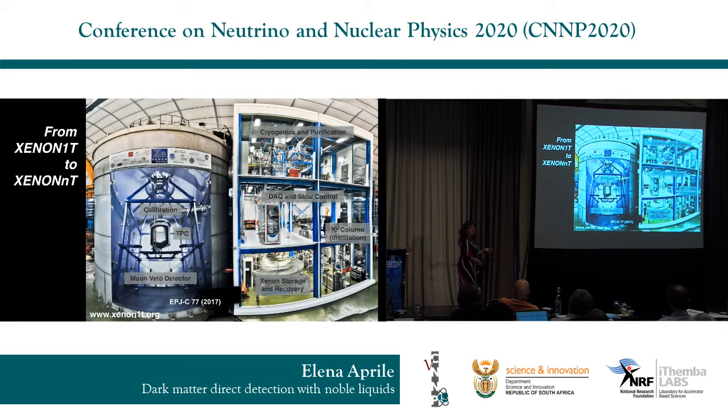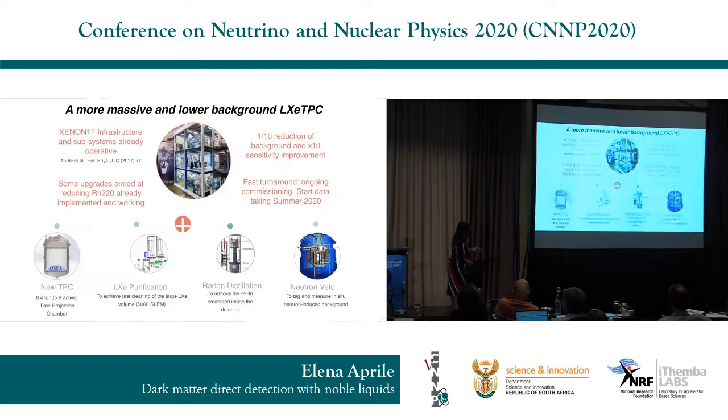Xenon 1 ton, I'm glad you showed this nice picture. So going from Xenon 1 ton to n ton, if you come to Gran Sasso, that's where 1 ton is, or was, you can see this structure. We are reusing for Xenon n ton most of the system that we built for 1 ton, and so all the system that we have made operative. What we are building new is a new detector with 8.4 ton, 6 ton or so active xenon.